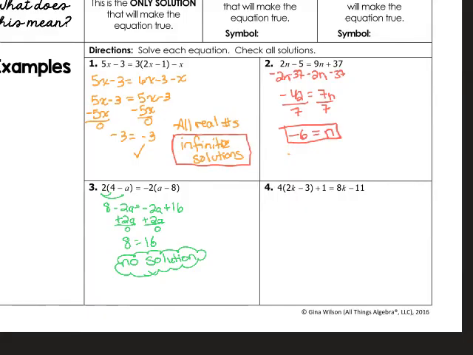And last but never least, let's try number 4. So here we have 4 times 2 is 8k. 4 times negative 3 is negative 12. Plus 1 equals 8k minus 11. If you combine negative 12 and plus 1, you get negative 11 is equal to 8k minus 11. You can see already this is balanced as it is. Any number I put in for k, it'll always be the same number. So therefore, k is infinite solutions.